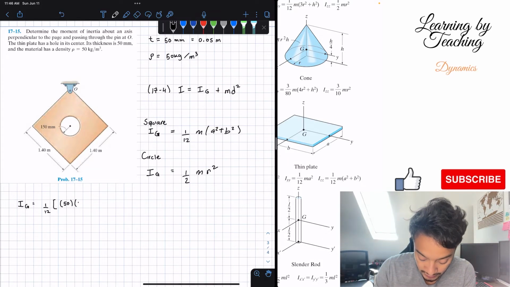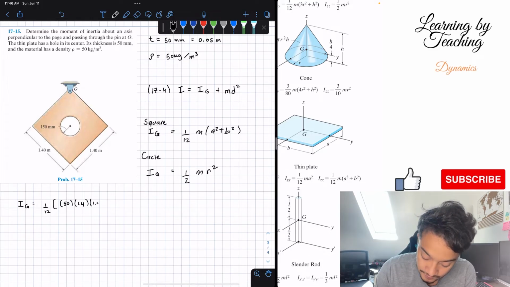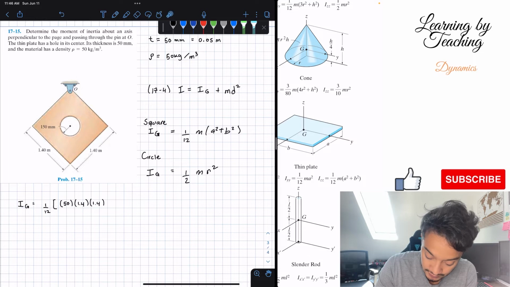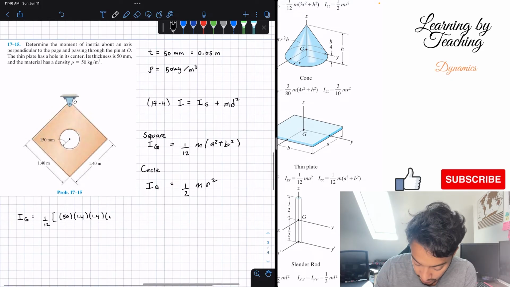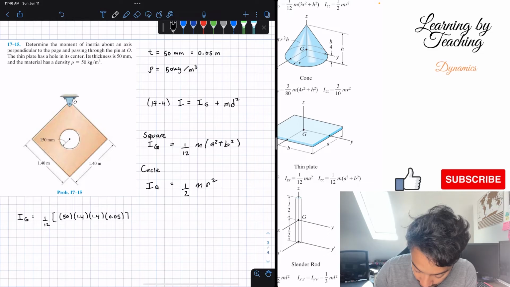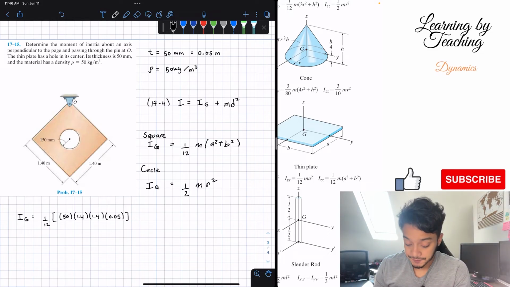So we have to multiply one side times the other side, right? We see them over here. One side times the other side times its thickness. So it's one of our givens, and since we already converted it, 0.05, okay, and this will be its mass.